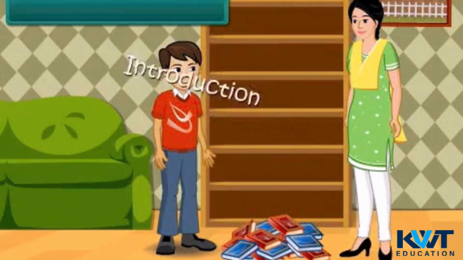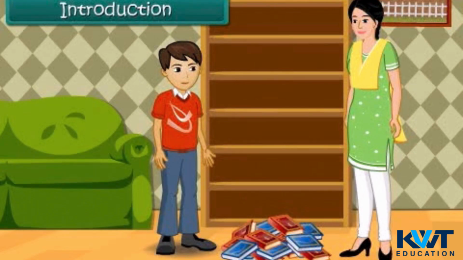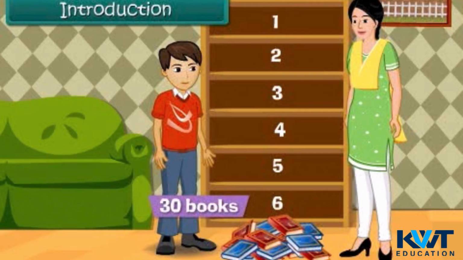Introduction. Look at this bookshelf. There are 6 sections in the bookshelf. Ram's mother asked him to arrange 30 books in the shelf with each section containing an equal number of books. Now how is Ram going to do the work? It is easy if Ram knew division.